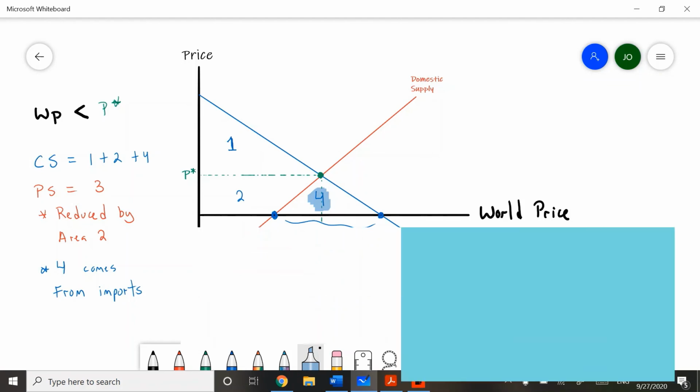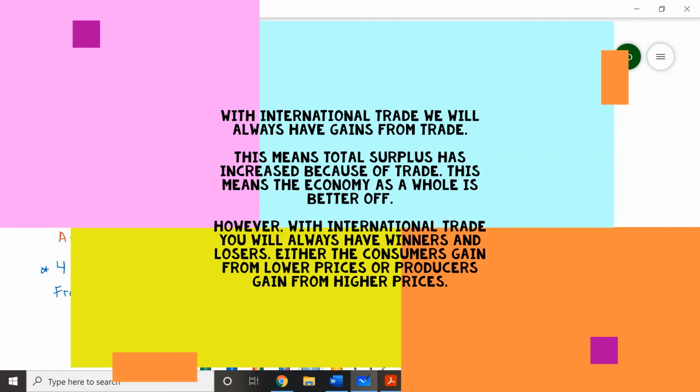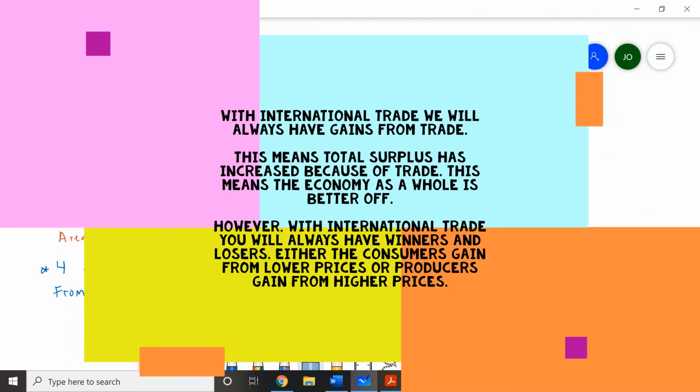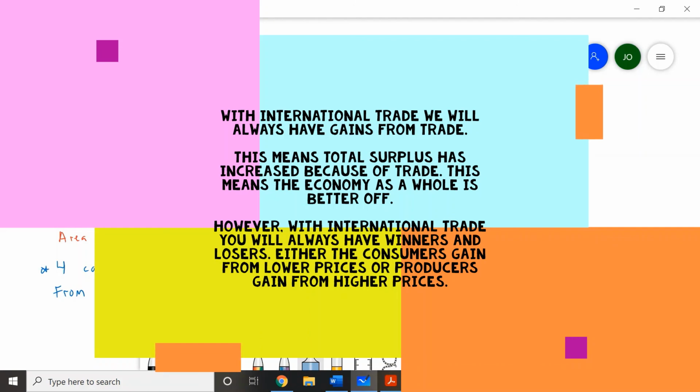So what we have is two scenarios. When the world price is above the equilibrium price, the producers benefit as it increases their producer surplus. When the world price is below equilibrium, the consumers benefit. Either way, we see that international trade brings in what we call gains from trade.